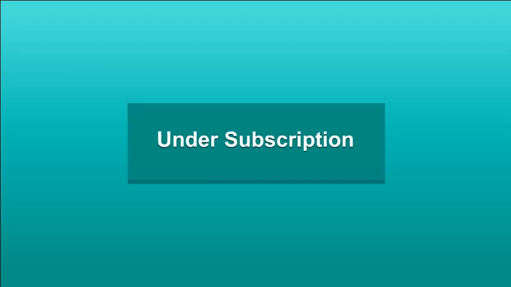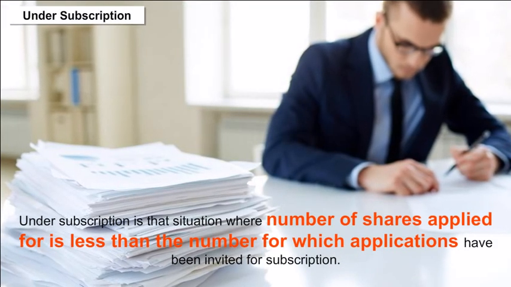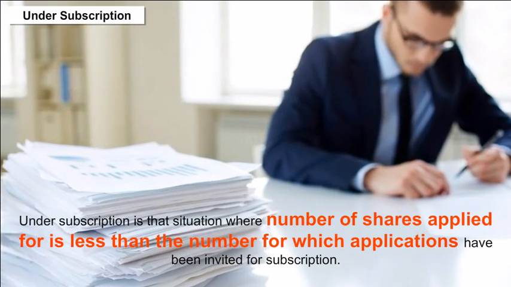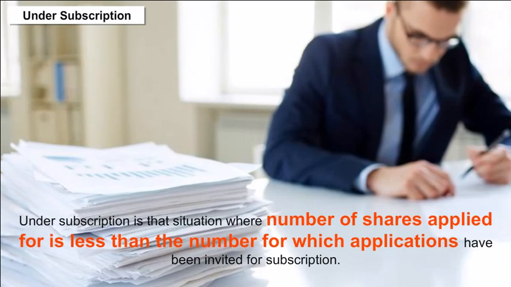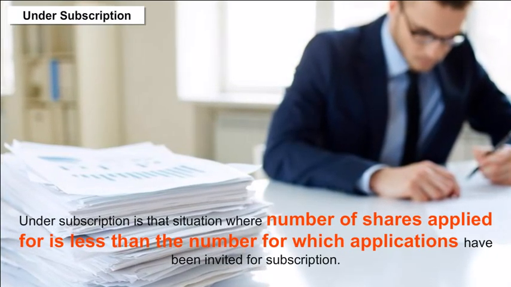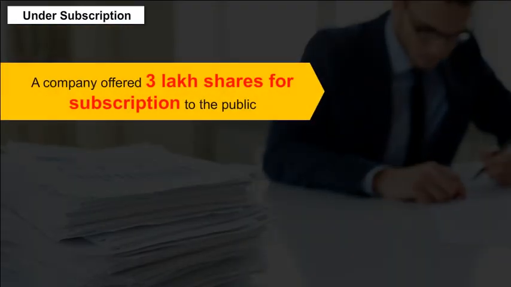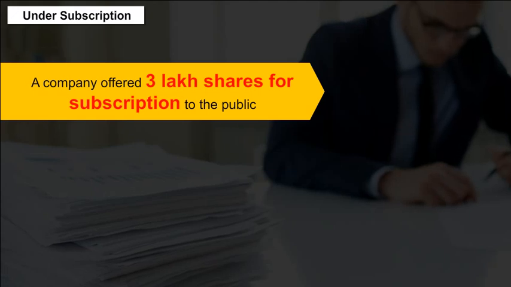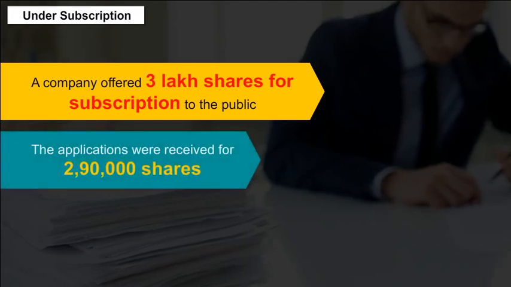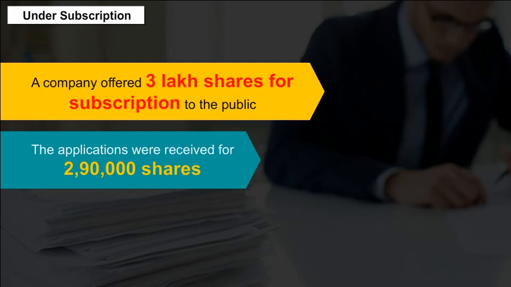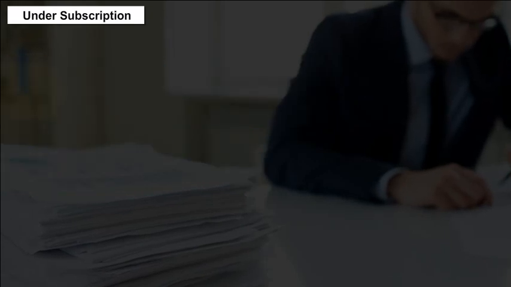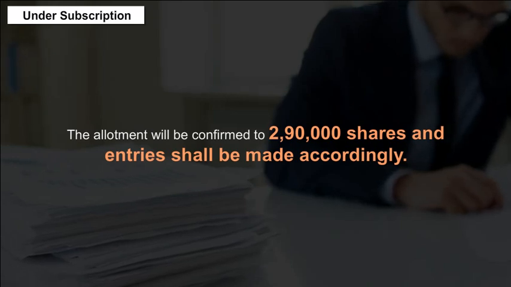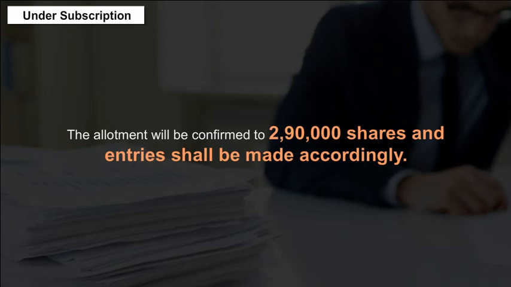Under subscription. Under subscription is that situation where number of shares applied for is less than the number for which applications have been invited for subscription. For example, a company offered 3 lakh shares for subscription to the public, but the applications were received for 2,90,000 shares only. In such a situation, the allotment will be confined to 2,90,000 shares and entries shall be made accordingly.